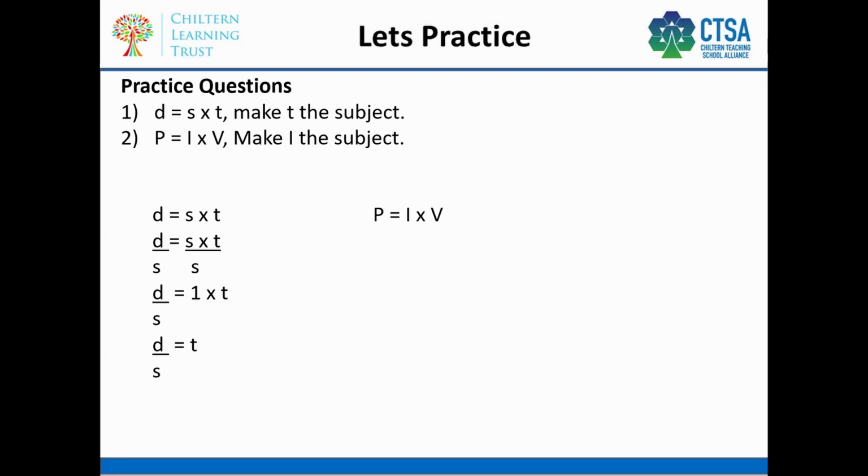And to practice the same skills, we're now trying to make I the subject. We can say p is equal to I times v. We now want to move the v, so we're going to divide both sides by v. So we end up with p divided by v is equal to I times v divided by v. v divided by v is equal to 1. So we end up with p divided by v is equal to I times 1. I times 1 is equal to I. So we end up with p divided by v is equal to I.